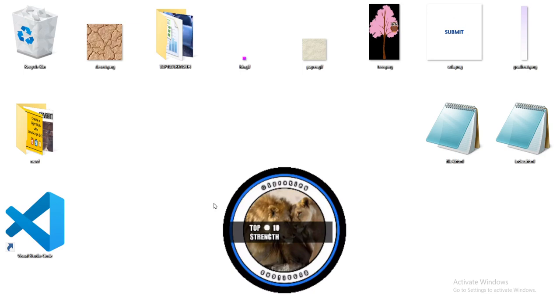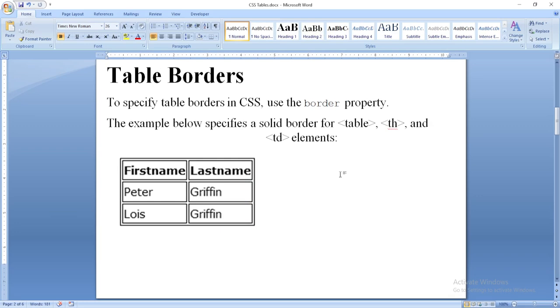Welcome back everyone. Quickly, let's continue our discussion on CSS tables. And right now we'll be discussing table borders. To specify table borders in CSS, you need to use the CSS border property. This property is going to be the one that creates the borders for you in your HTML table.